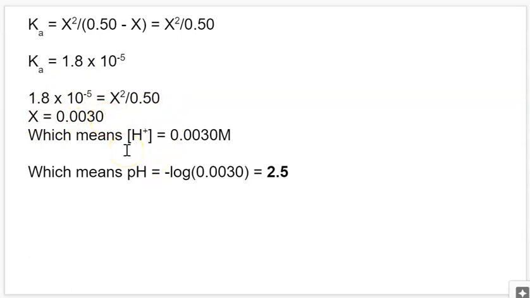So then to get the pH, I can plug in that hydrogen ion concentration that we calculated from the equilibrium expression into our pH expression, and we end up with 2.5. And you can see this is drastically different than what we would have got if we just put in 0.5 as our hydrogen ion concentration, which would be incorrect because this isn't a strong acid. But it shows you the difference between the pH of a strong acid and a weak acid.